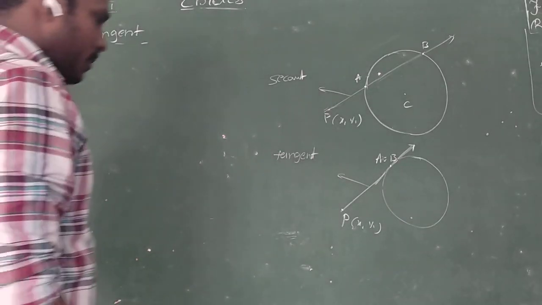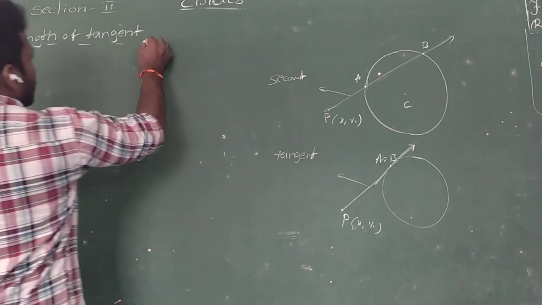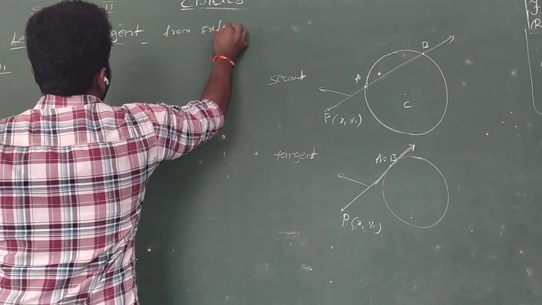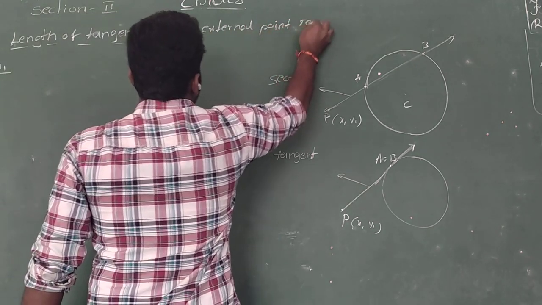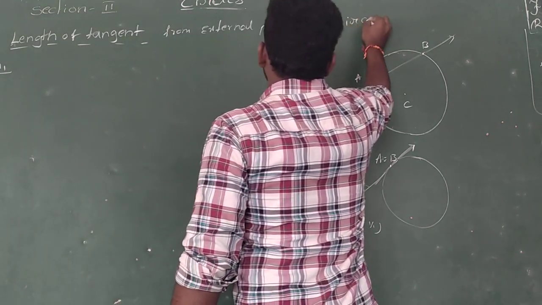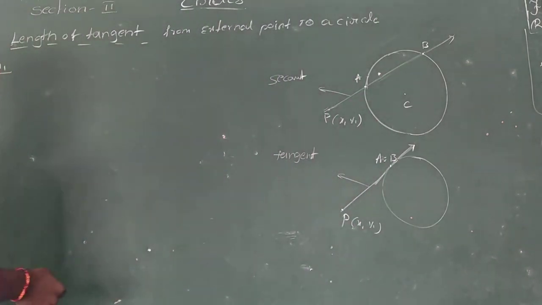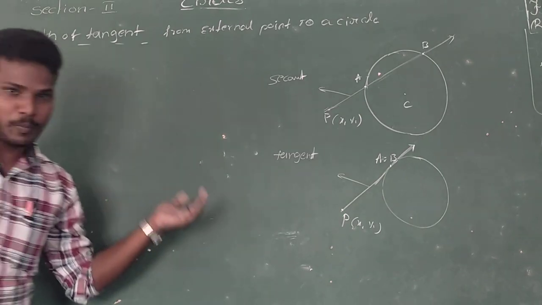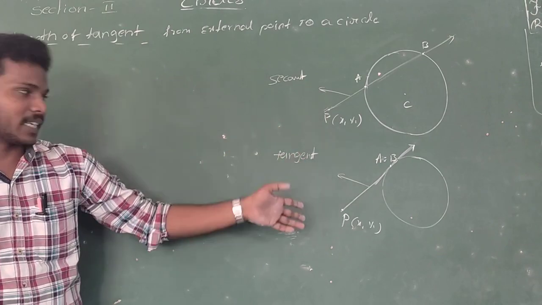Okay, last point of section 2: to find the length of a tangent from an external point to a circle. Length of tangent means if you take any external point of the circle, from that point we need to find the length of the tangent up to the point of contact.